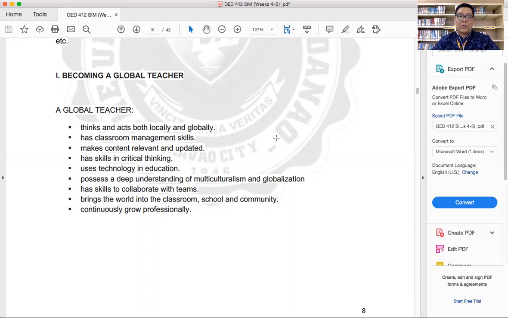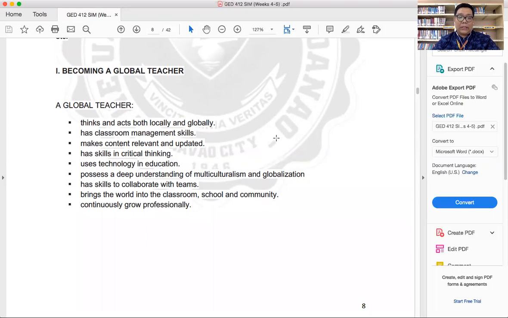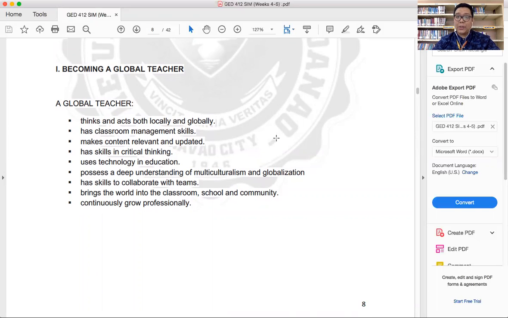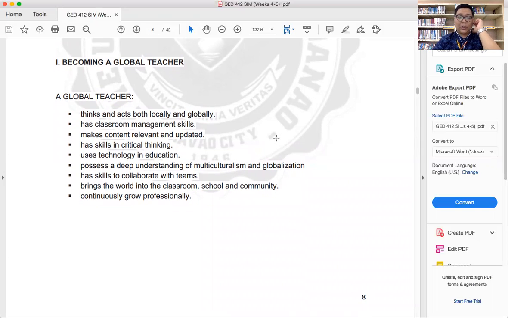A global teacher must also possess skills in critical thinking. It's not enough that you understand things simply. You need to become a critical thinker so that you will have a deeper analysis on things that you must also share with your students. A global teacher must also use technology in education. That's why we have the concept of educational technology. A global teacher must be well versed with the use of technology. Given the situation, it's also an advantage if a teacher knows how to use technology in education.